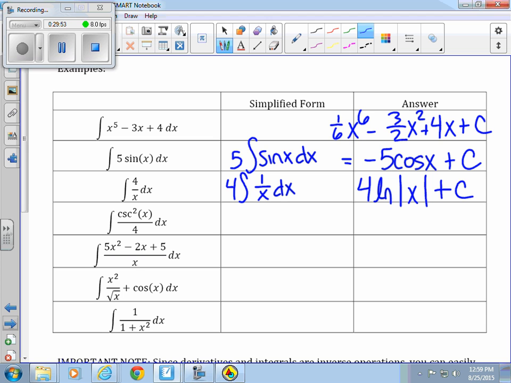Okay, the next one, I'm going to play the same trick with that 4, except it's not really a 4, it's a 1/4. Whose derivative is cosecant squared? And what is the derivative of cosecant? Negative cosecant squared. So how do I fix that? Negative.